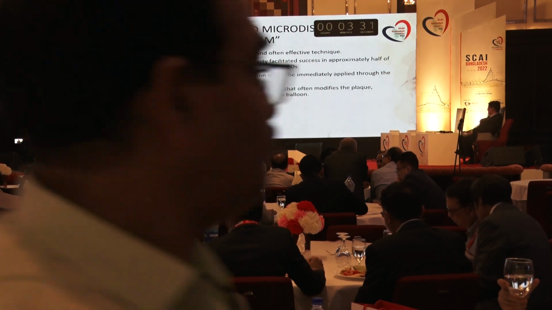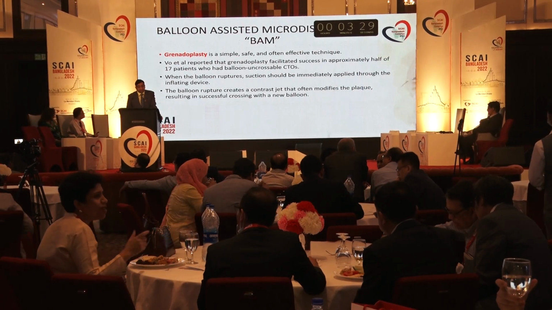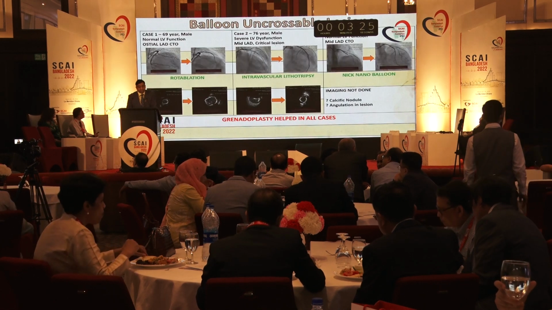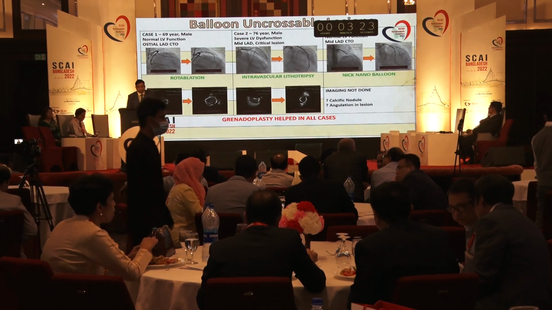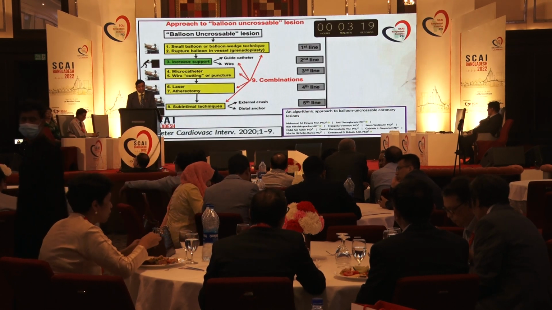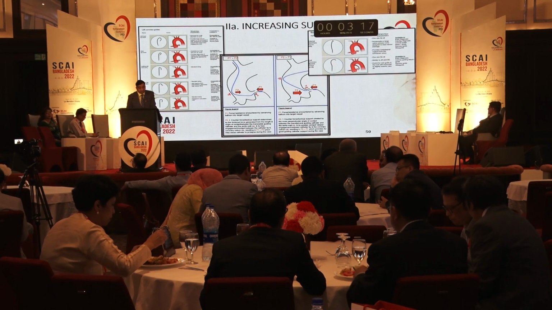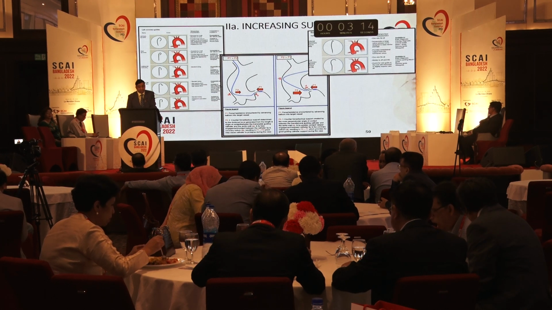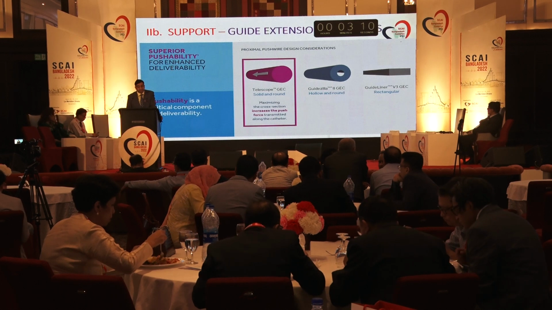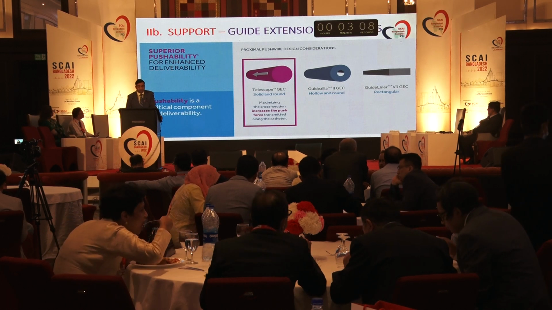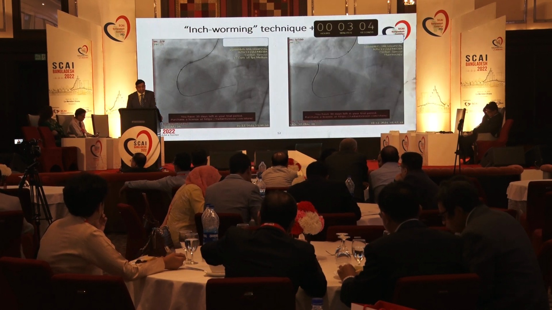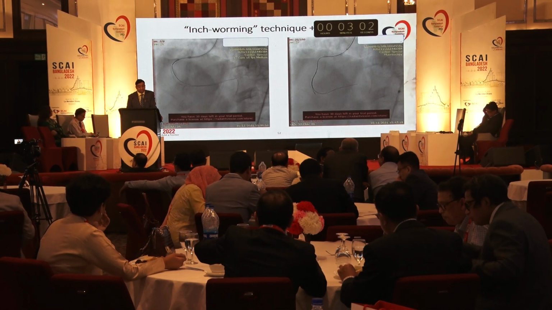Next is the use of granuloplasty, also known as balloon-assisted microdissection, that almost helped us in all these 3 cases. So this was step 1. The next step is to increase the support by using a guide that is more conforming, or changing the route from radial to femoral to provide us more support. The use of a guide extension catheter, especially with a buddy wire.